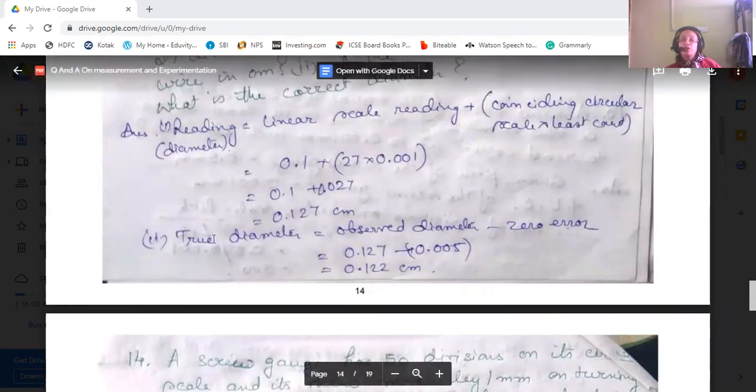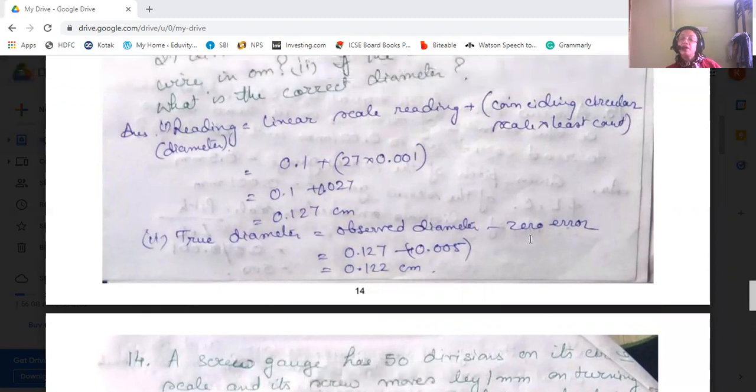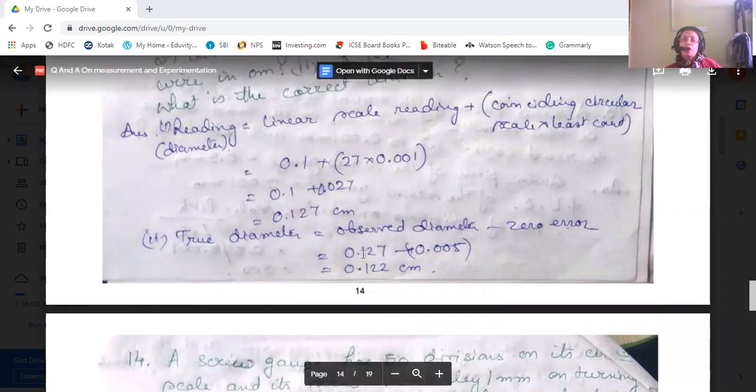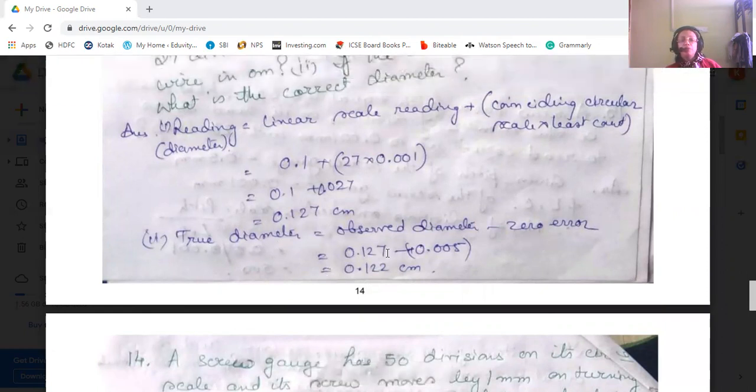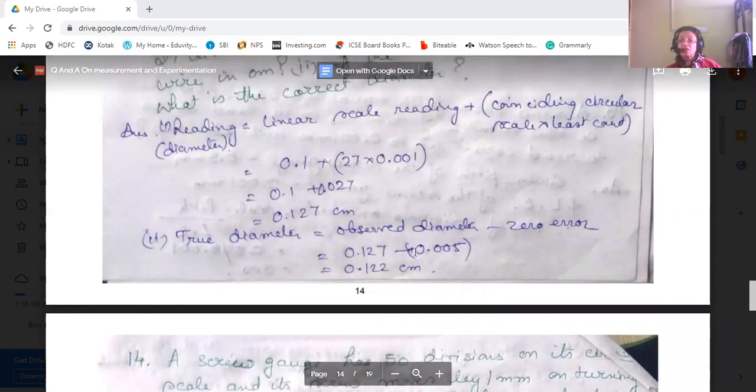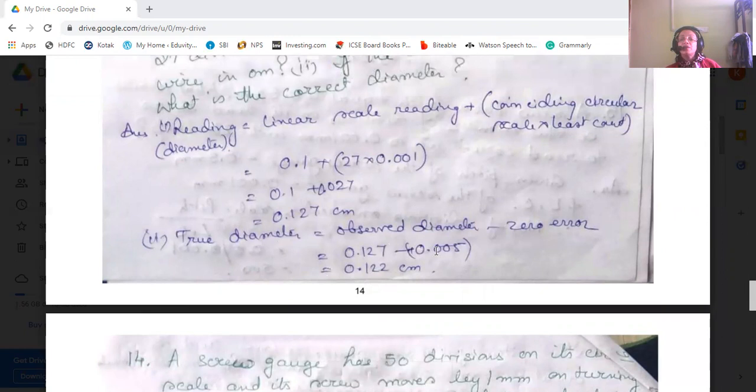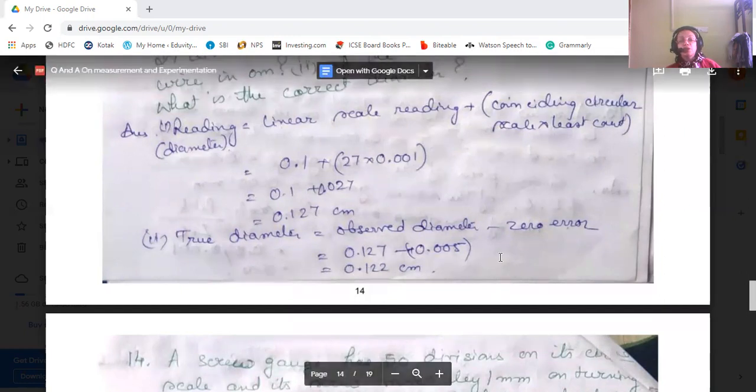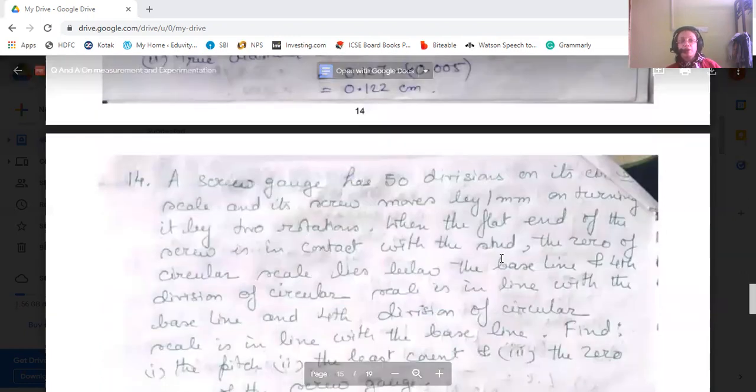And the true diameter will now be the observed diameter minus the zero error with the sign. So 0.127 is the observed diameter, observed reading, and then the minus sign, and as it is a positive zero error, so minus plus 0.005. And that will give us 0.122 centimeters, the true diameter, the correct reading.